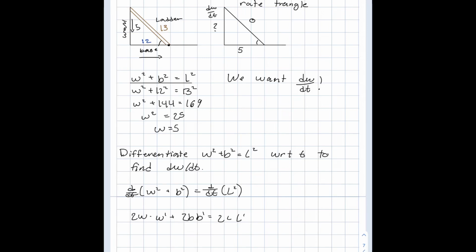Okay? So looking over at my pictures, I know that I'm going to have 2, what's w? 5. W prime is, oh, I don't know. Plus 2 times, what's B? 12. And that is changing at 5. And this is going to be 2 times 13 times 0.